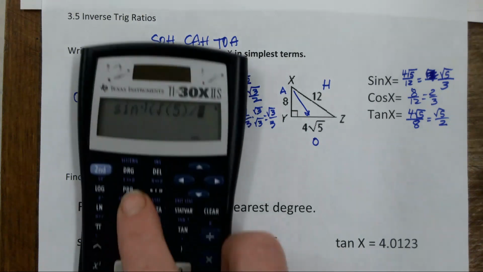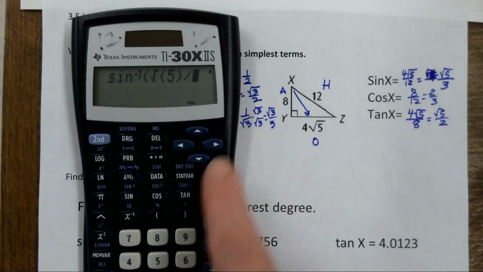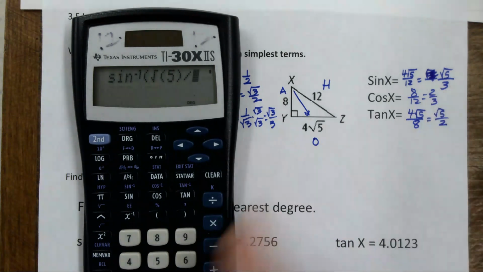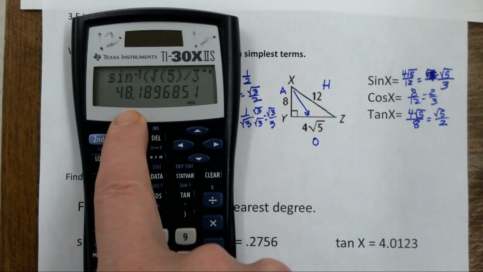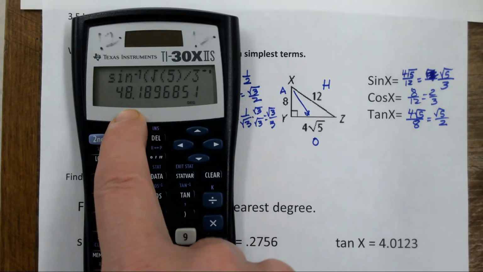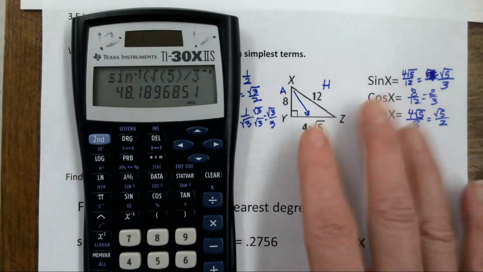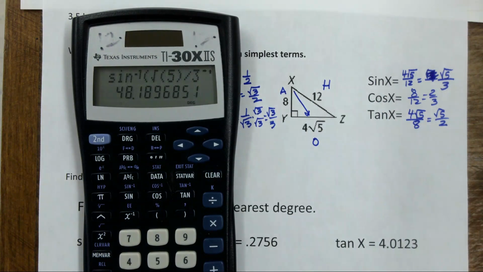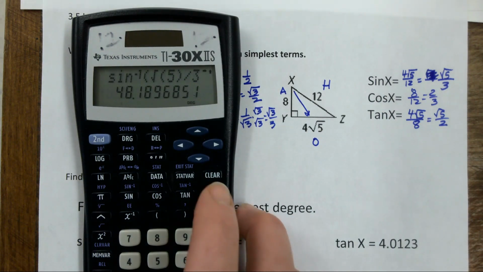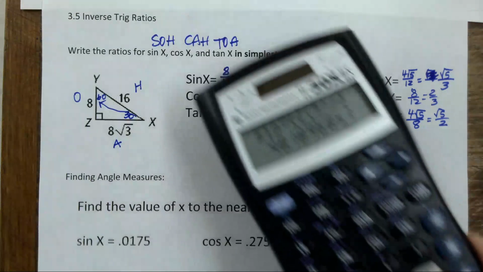Oh, you guys need to see that, don't you? And then I'll put that divided by 3, and this will tell me what the measure of angle x is. Angle x is about 48 degrees. So we're going to use what we talk about now to find a couple angle values, and then we're going to mix in other types of problems, some angles, some sides, as we work through our assignment today.